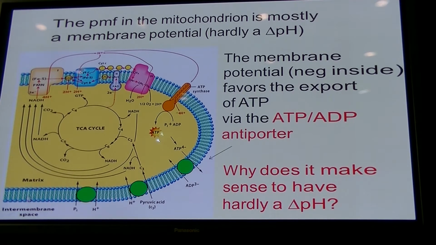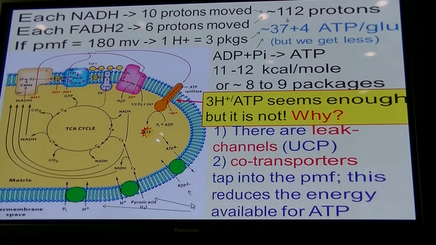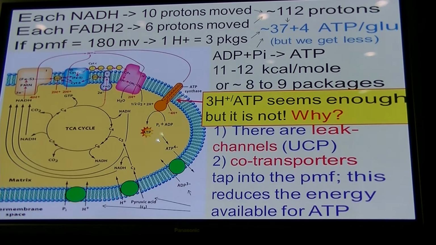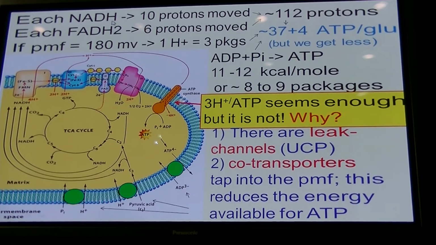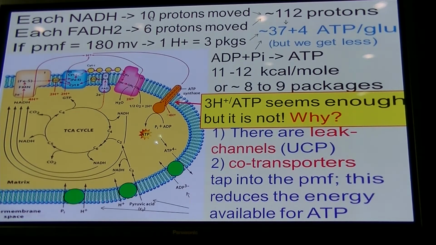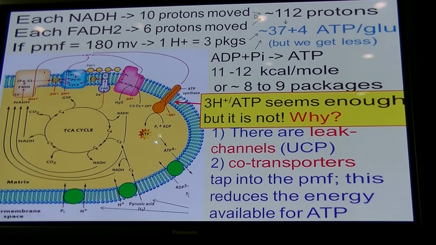Alright, there are other carrier systems in the inner membrane that we also have to think about. Now let's look at the efficiency of this process of chemiosmosis. So, it's pretty well established that for each NADH that is oxidized, 10 protons are moved. So I think it's 3 at complex 1, 3 at complex 3, and 4 at cytochrome C oxidase.